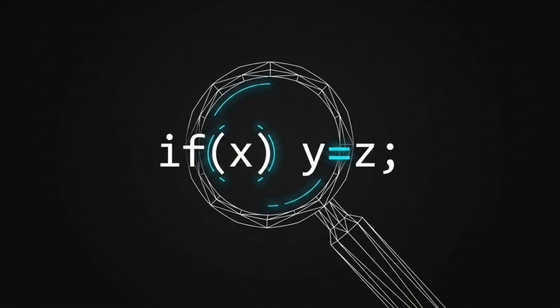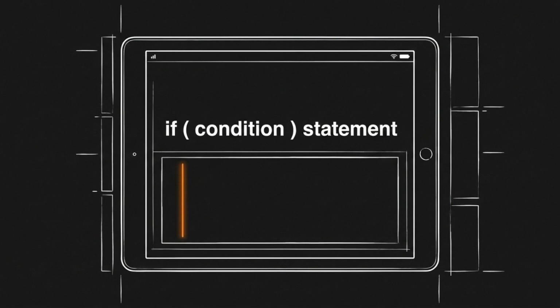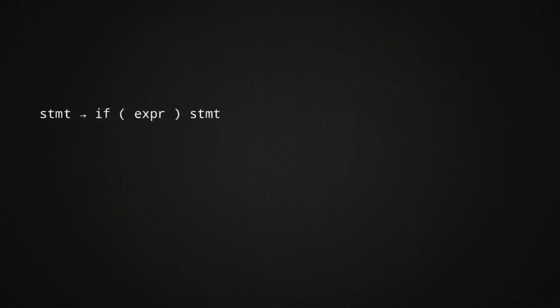Now, apply this modular thinking to control flow. Take a few seconds to look at the structure of an if statement and try to write the formal production rule yourself. The rule defines a statement as if, a parenthesis, an expression, a closing parenthesis, and another statement.